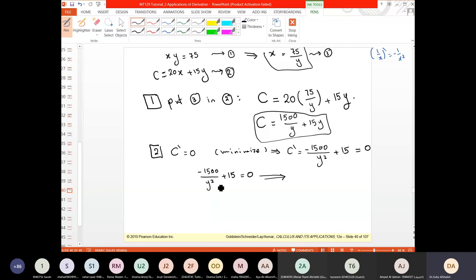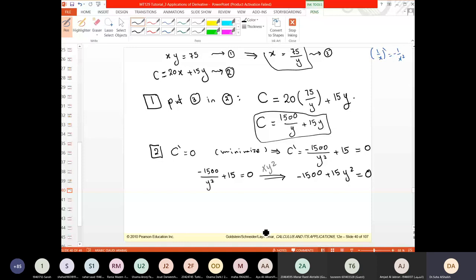So we differentiate it as a one variable function. To simplify this, I will multiply the whole equation by y square to cancel the y square that I have here. So this will be minus 1,500 plus 15y square equal to 0.